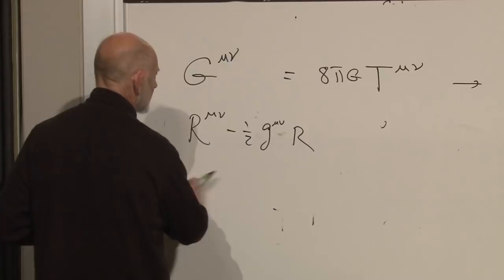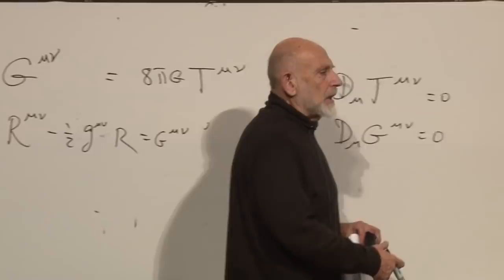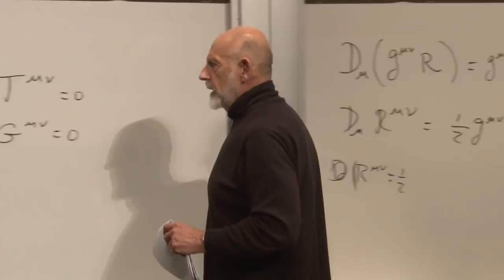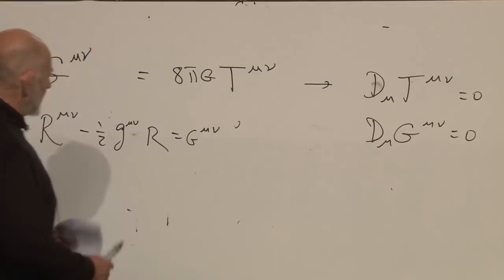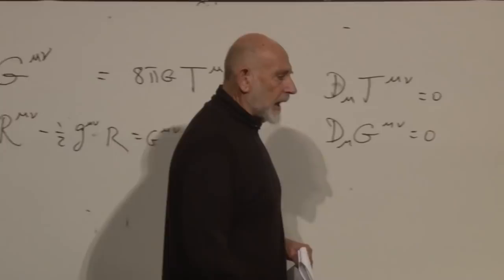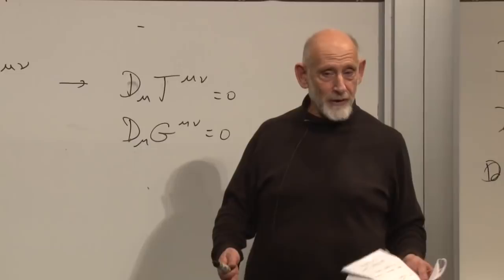That's a theorem: there is nothing else made up out of two derivatives acting on the metric that has the property that it's covariantly conserved. This would be called covariantly conserved. There just is nothing else. I take it back, of course. You could have twice it, or half of it, or 17 times it.